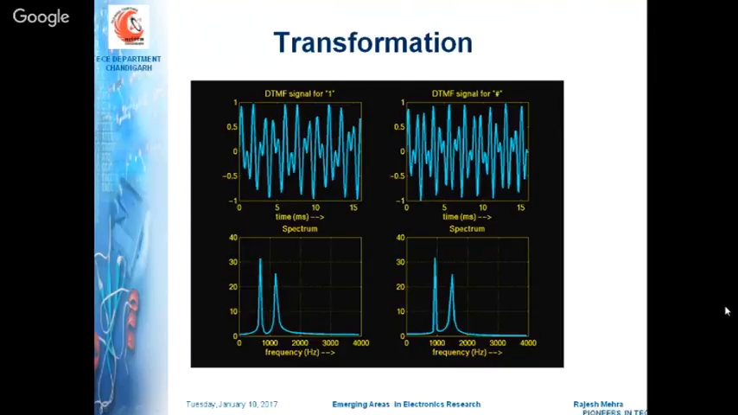Another example of transformation is whenever you click photographs or record videos, there is a need to compress the data. For compression of data, you transform the data from one form to another form. An example of this transformation is MP3, MP4. Behind MP3 and MP4, different kinds of transformations are working.